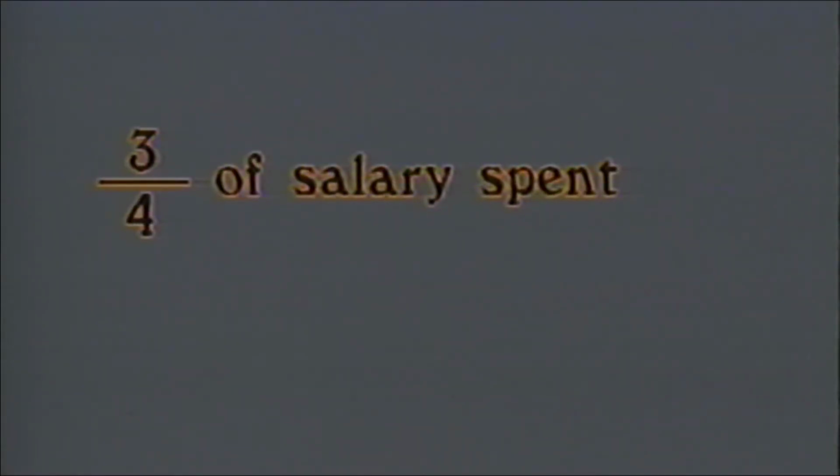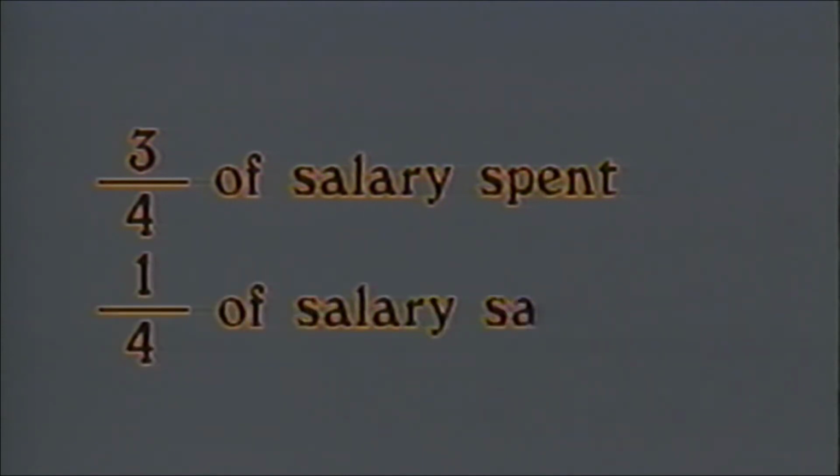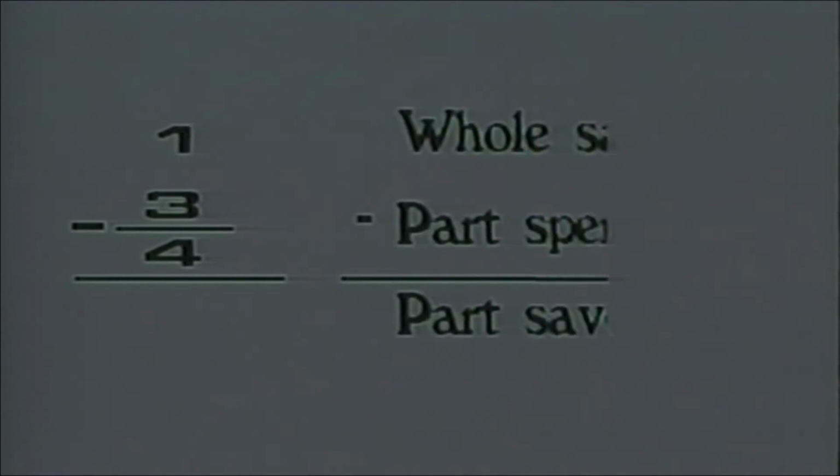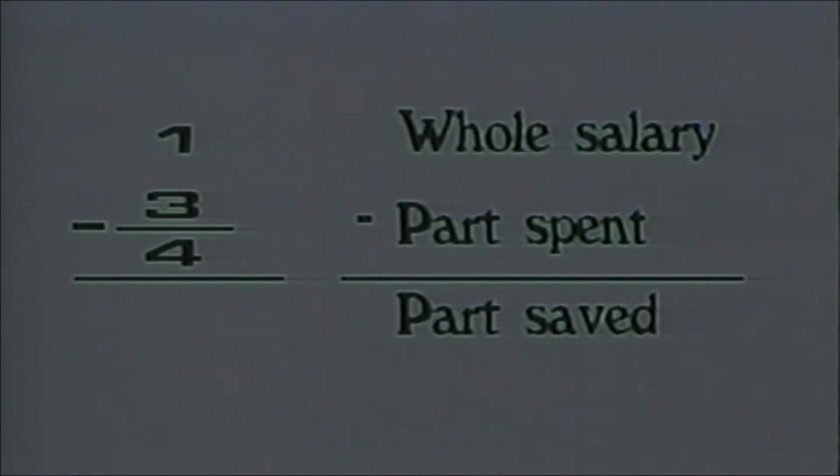Common sense tells me that if 3/4 was spent, then the rest of the whole, or 1/4, was saved. The answer has to be 1/4. But I'm not sure how to write that down. You are taking the difference between the whole amount, that's 1, and the part that was spent, that's 3/4. Taking the difference means to subtract. You have to subtract 3/4 from 1. So we write 1 minus 3/4.